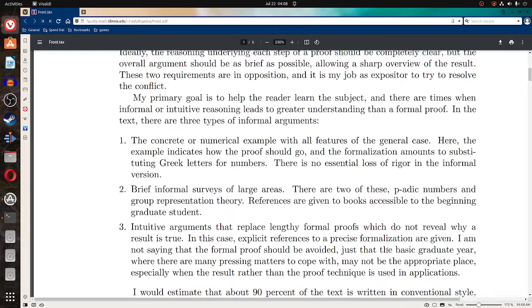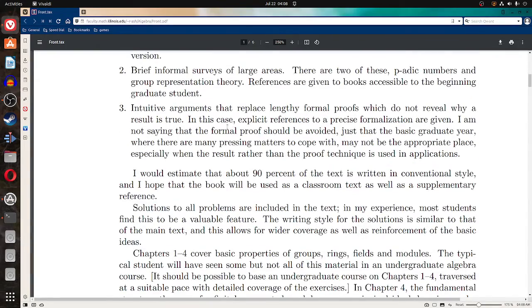Now, the third type of informal argument: intuitive arguments that replace lengthy formal proofs which do not reveal why a result is true. In this case, explicit references to a precise formalization are given. I'm not saying that the formal proof should be avoided, just that the basic graduate year, where there are many pressing matters to cope with, may not be the appropriate place, especially when the result rather than the proof technique is used in applications.